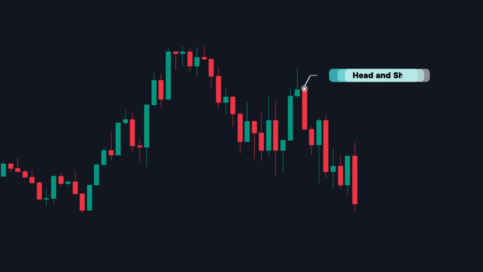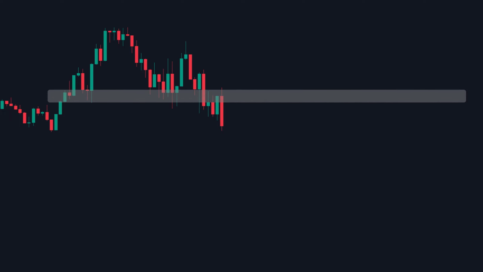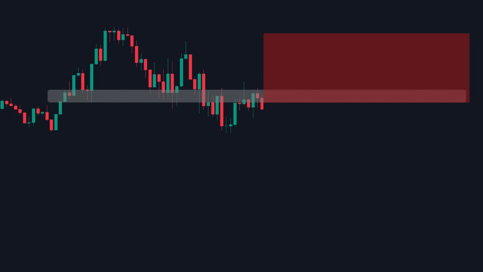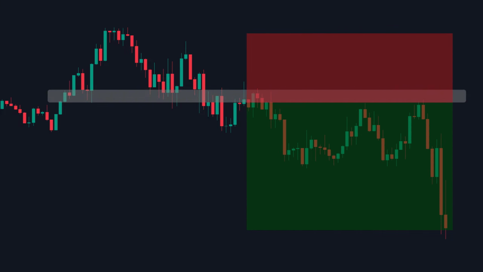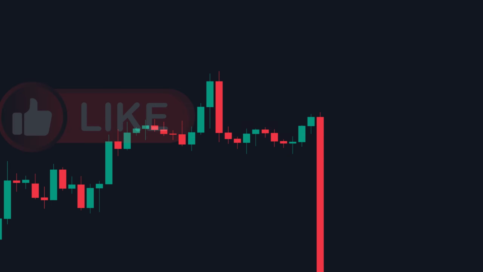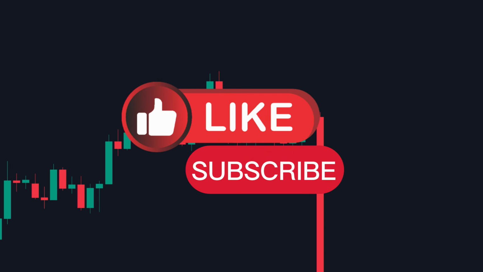On the 5-minute time frame, we identify a head and shoulders pattern. For entry, enter on a pullback to the neckline. Place your stop loss above the right shoulder and aim for a risk to reward ratio of at least 1:2 to maximize potential gains.